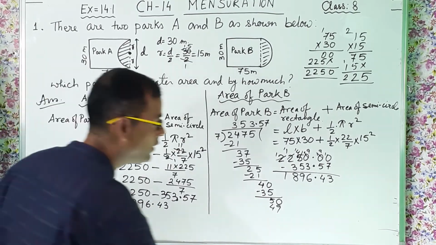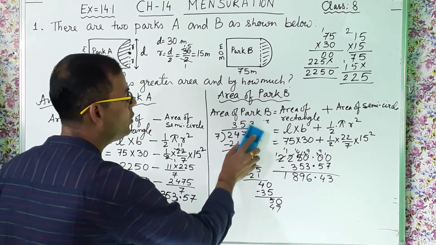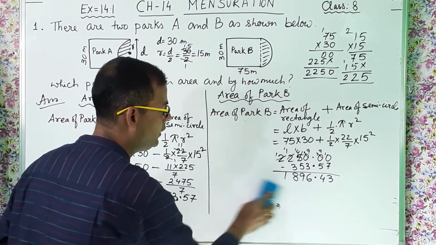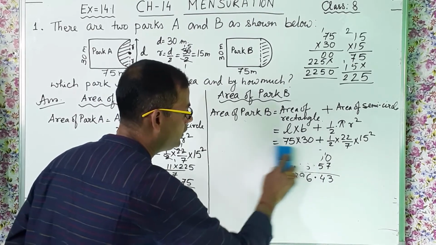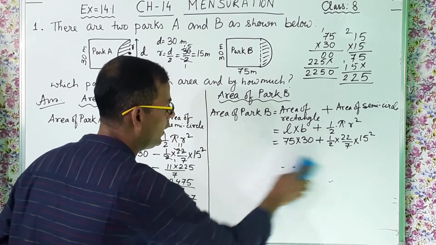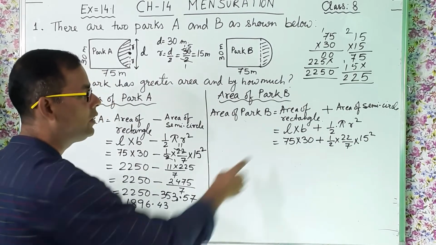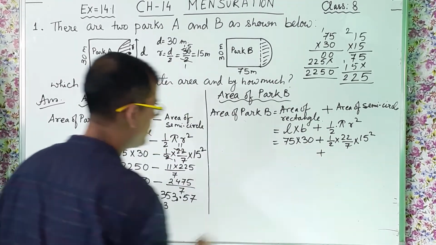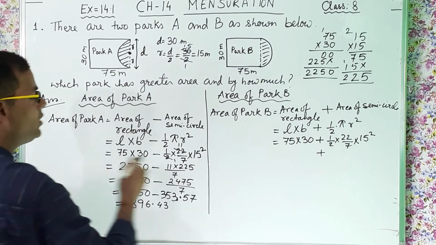Now, you see this part also will be same only. If I rub the rough work, okay, now this part also will be same, only the difference is what? Here will be plus. So, I will just copy from here. So, what you get?